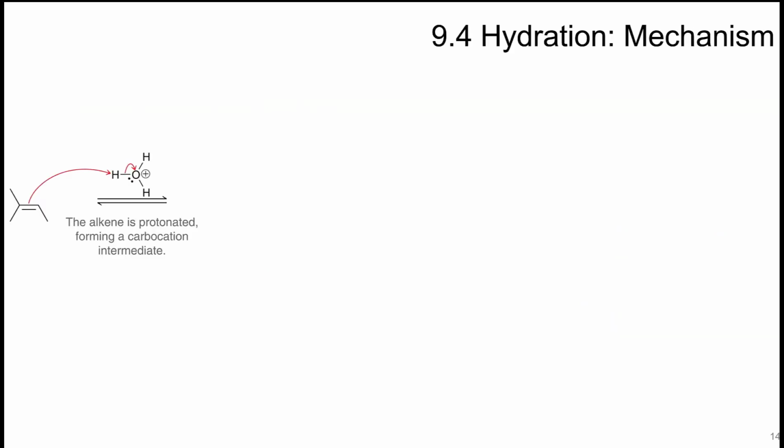The mechanism for this one is almost identical to the hydrohalogenation mechanism. A proton transfer first. Hydrogen goes to the less substituted carbon. A carbocation forms. Water is going to act as the nucleophile. A carbocation is the electrophile. And there's a nucleophilic hug.